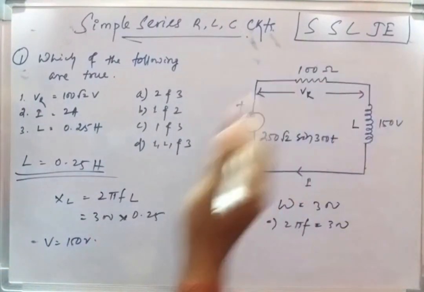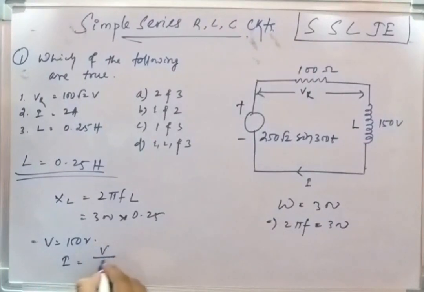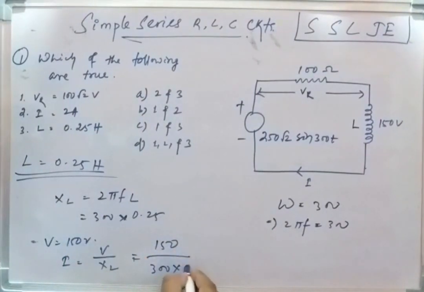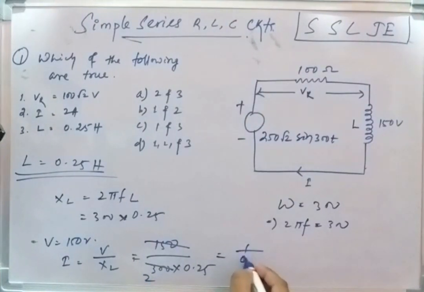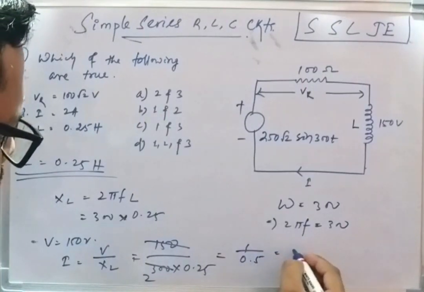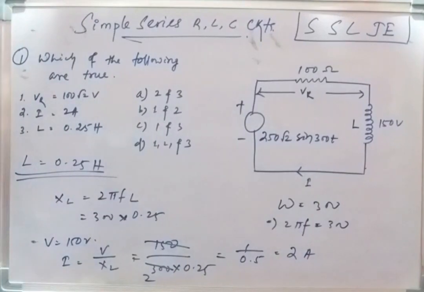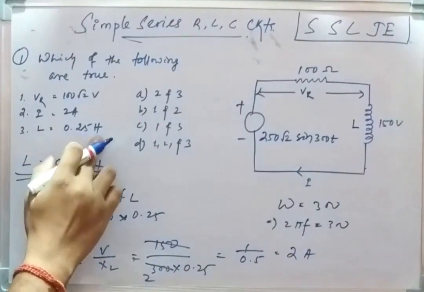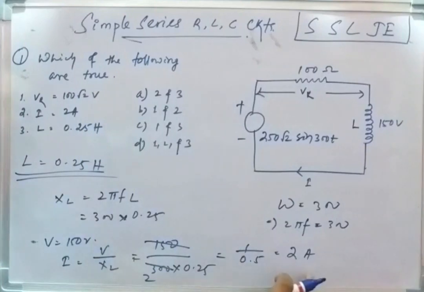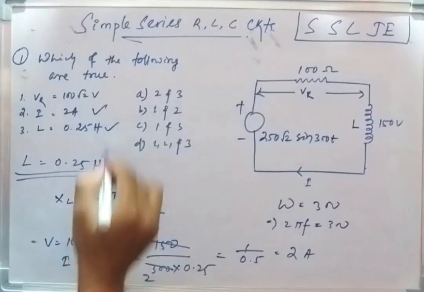The voltage is given, 150 volt. So you can find the current, V by XL. So what is V here? 150 volt, and XL is 300 into 0.25, that is 75. So 150 divided by 75 gives you 2 ampere. Okay, by taking inductance 0.25 Henry, you will get current equals 2 ampere. So these two are correct. Let us check for this.